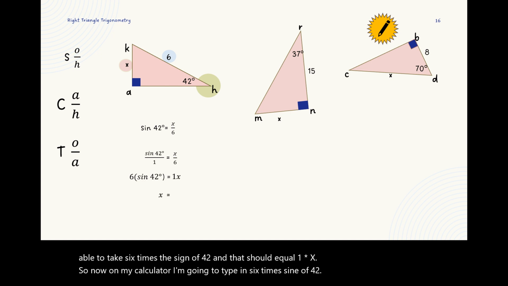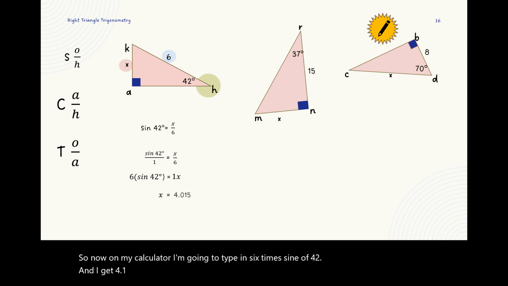And I get 4.015. Since 1x is the same as x, this means that our missing side length x has to equal 4.015.